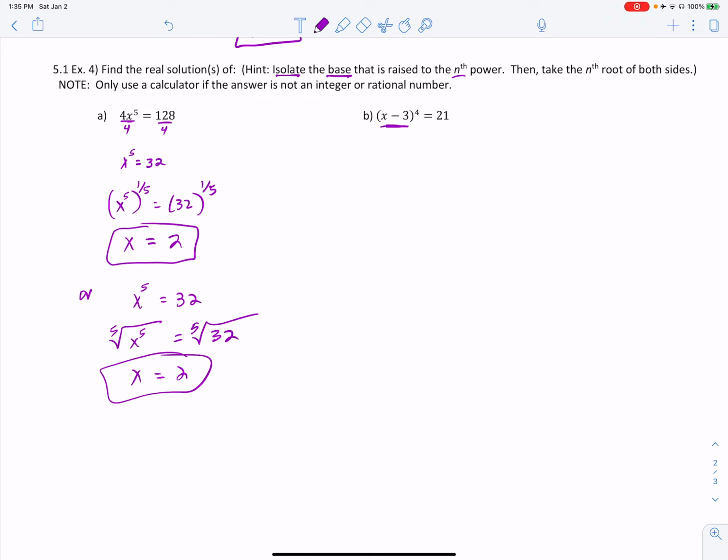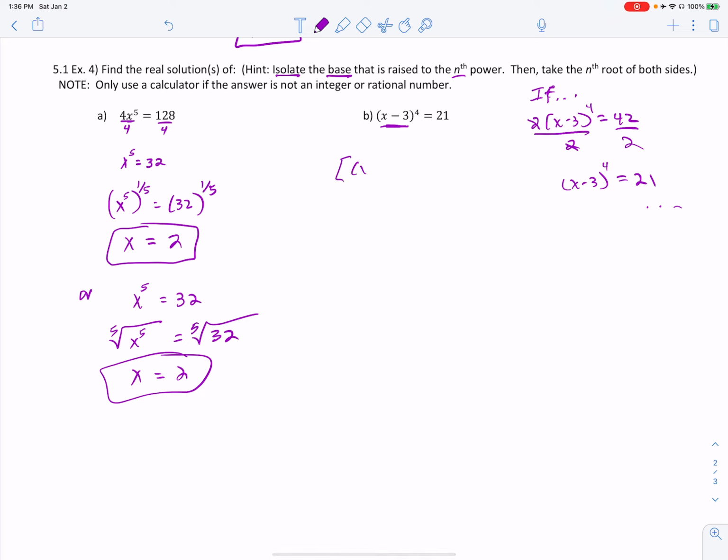And so if it started like this, you would need to first divide by 2 to isolate that base of x minus 3 to the 4th. So if it started like that, you would need to do that first to isolate that base. But in this case, it is isolated. So I'm going to go ahead and find the 4th root. Since that base is to the 4th, I'm going to take the 4th root.